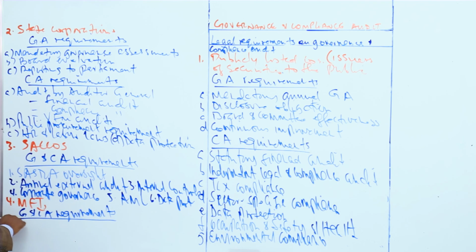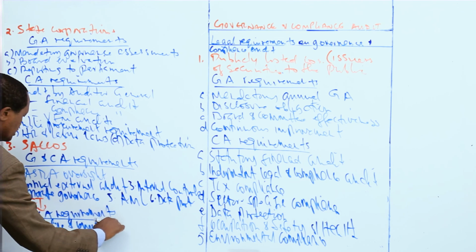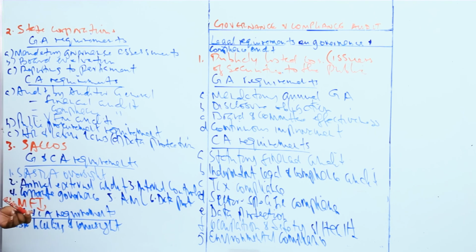1, CBK licensing and oversight. Deposit-taking microfinance institutions are licensed and regulated by the Central Bank of Kenya. And the non-deposit-taking microfinance institutions also require CBK licensing and oversight. So that's the first requirement, CBK licensing and oversight.